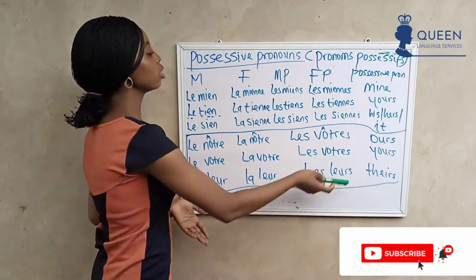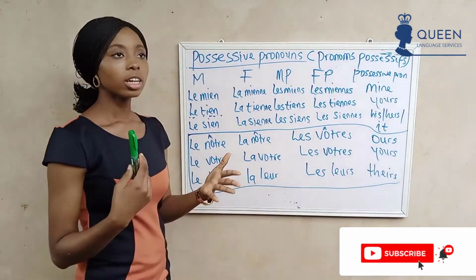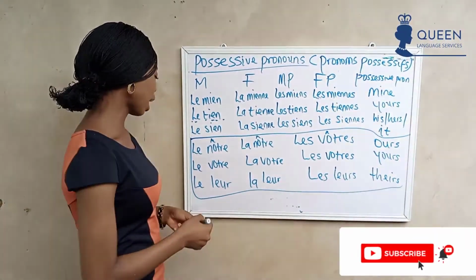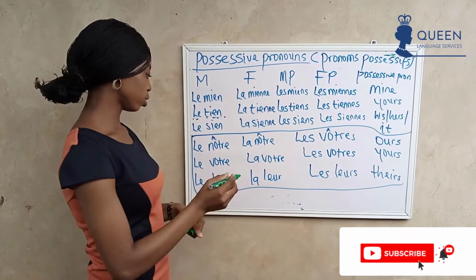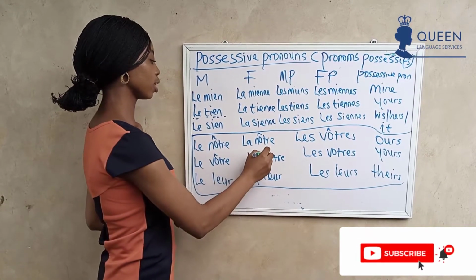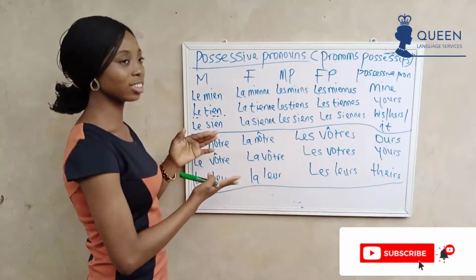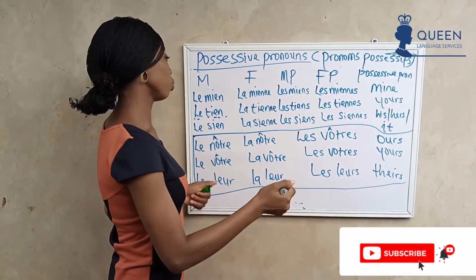So we have this yours to be for an elderly person or a group of persons. So we have le vôtre. Note, excuse me for the mistakes. We have them with the cap on top. So this is differentiating it from the normal votre that we used to have this way.